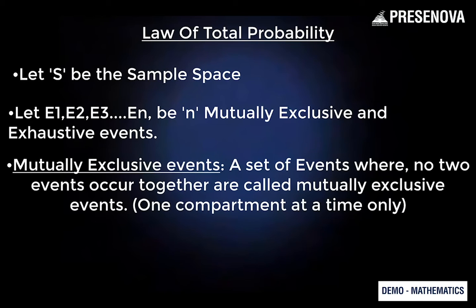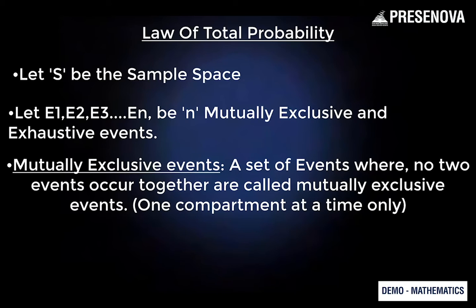Mutually exclusive events. A set of events where no two incidents can occur together are called mutually exclusive events. In our previous example, when we chose compartment 1, we could not choose compartment 2 at the same time. Or when we chose compartment 3, we could not choose compartment 1 at the same time. In simpler words, when we choose one compartment, we cannot choose any other compartment simultaneously. Such events are called mutually exclusive because, as the word suggests, two events cannot occur simultaneously.